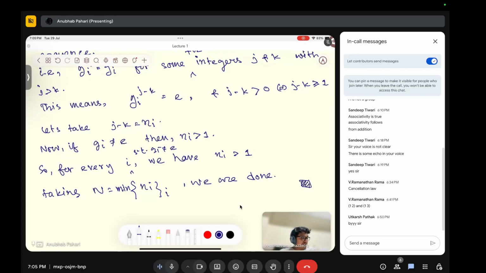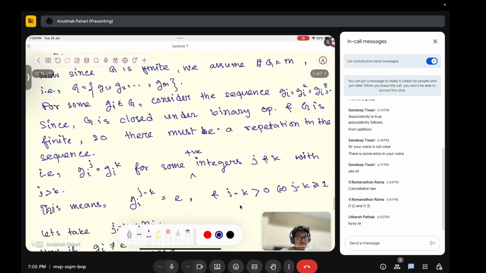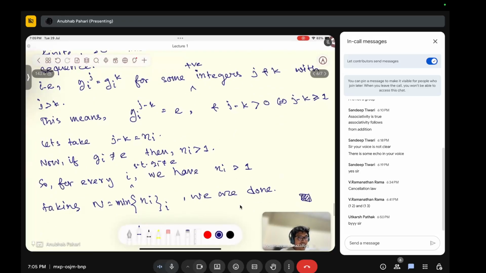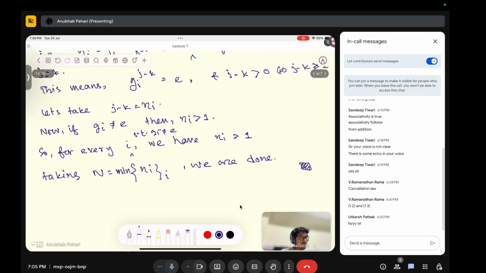See, these proofs can be written in a much more compact form, but I'm writing as explicitly as I can, so that when you again look at these notes, you can understand in the most trivial way. Okay.